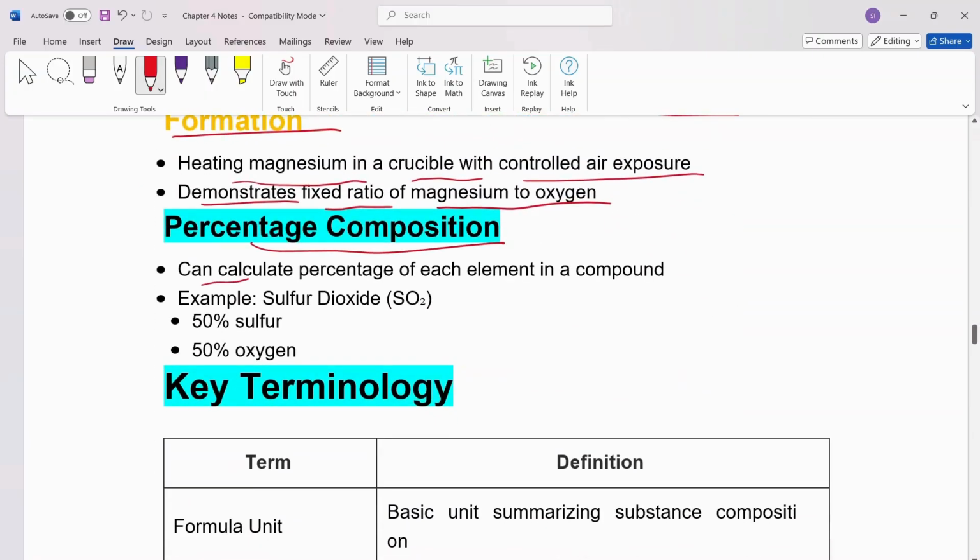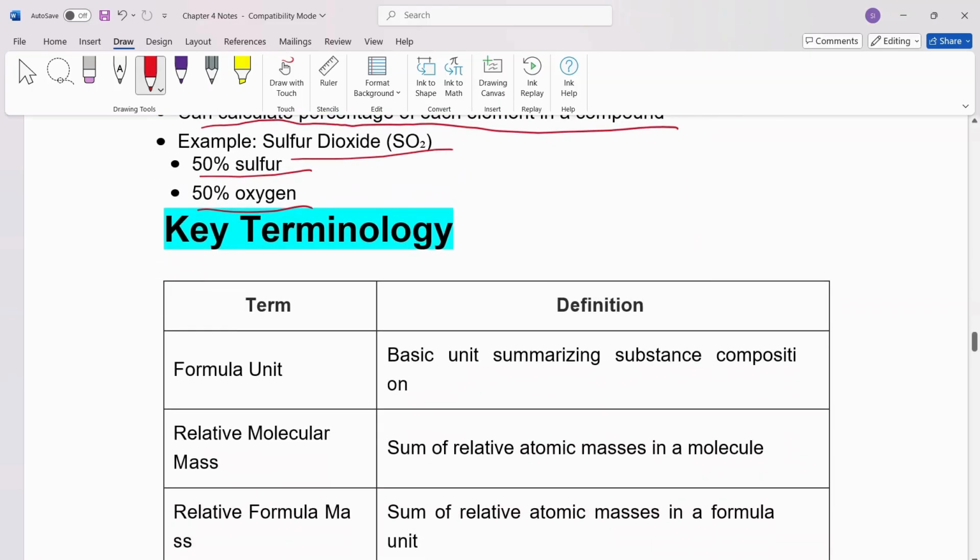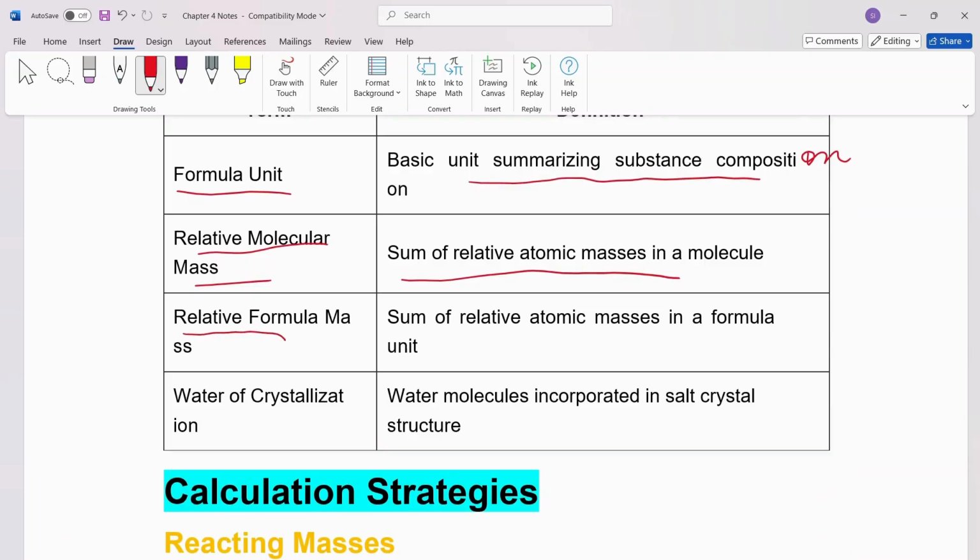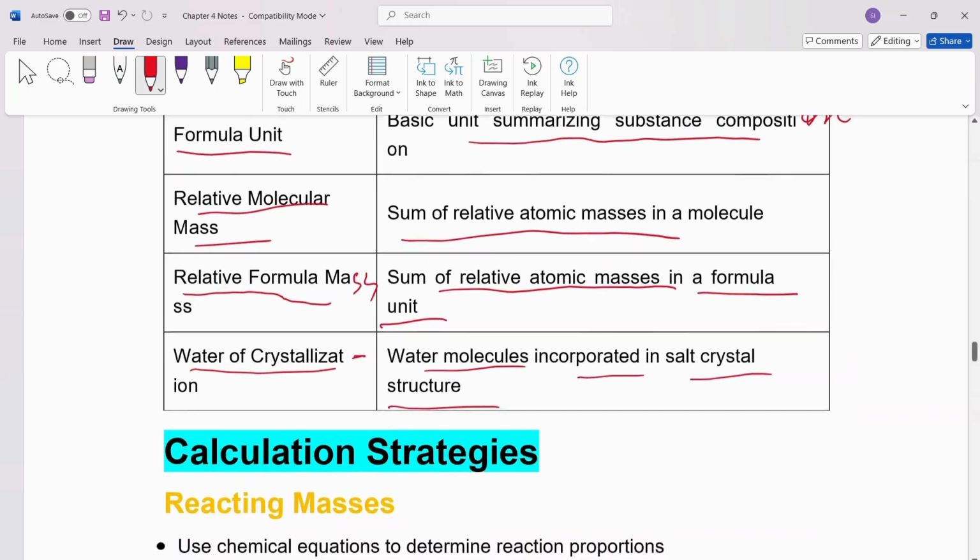Percentage composition, you can calculate percentage of each element in a compound. For example, sulfur dioxide 50% is sulfur and 50% is oxygen. Some key terminologies here to know: formula unit, basic unit summarizing substance composition; relative molecular mass, sum of atomic masses in a molecule; relative formula mass, sum of relative atomic masses in a formula unit; and water of crystallization, water molecule incorporated in salt crystal structure.